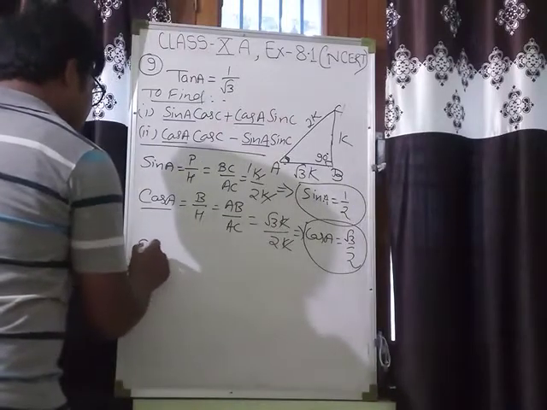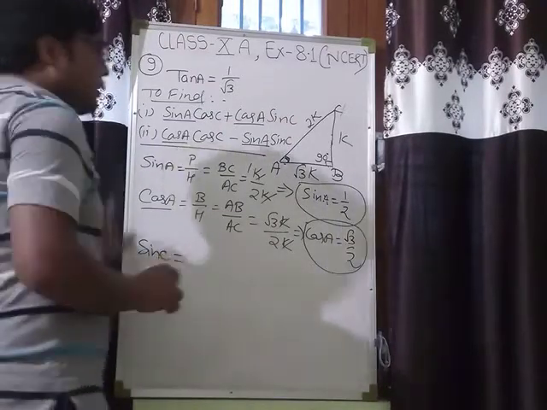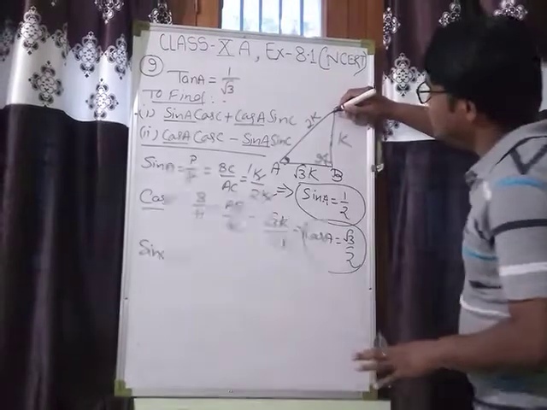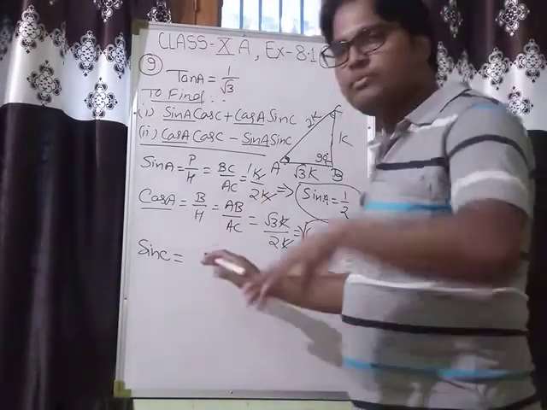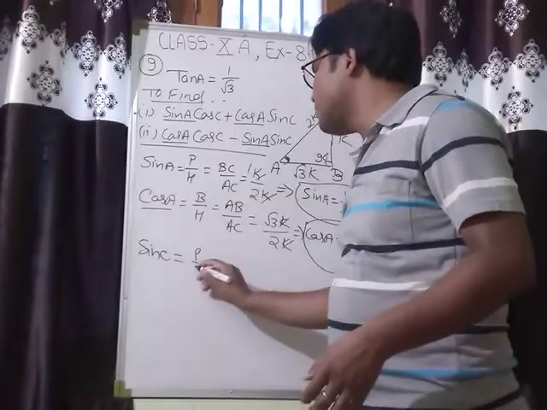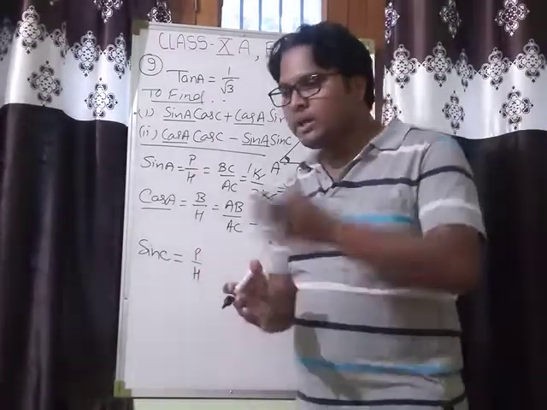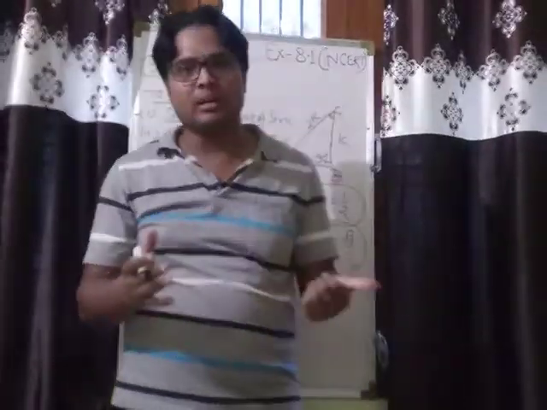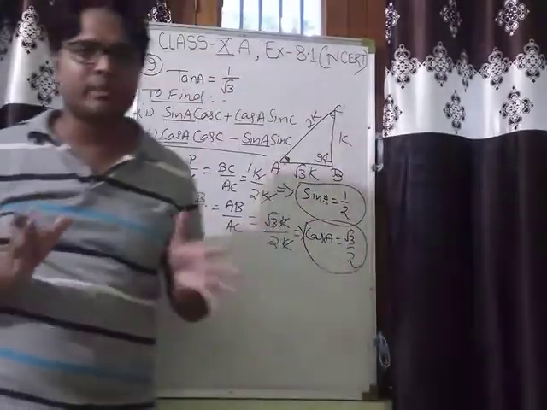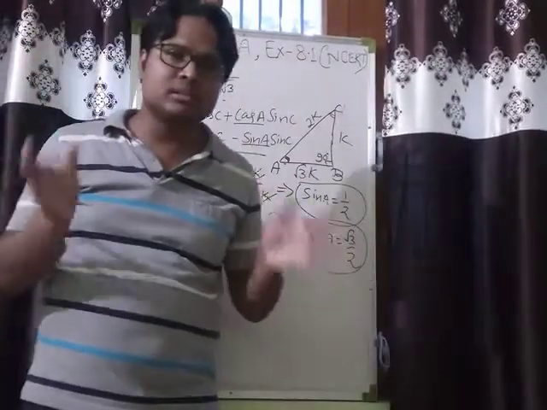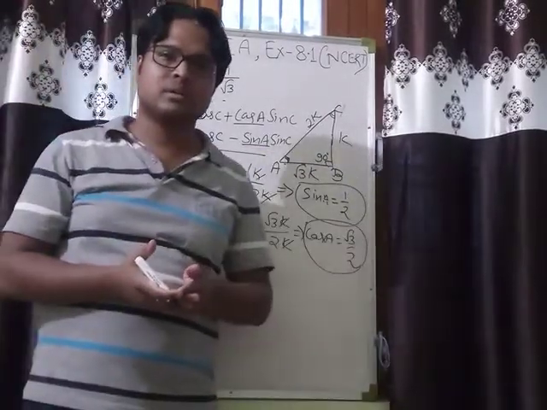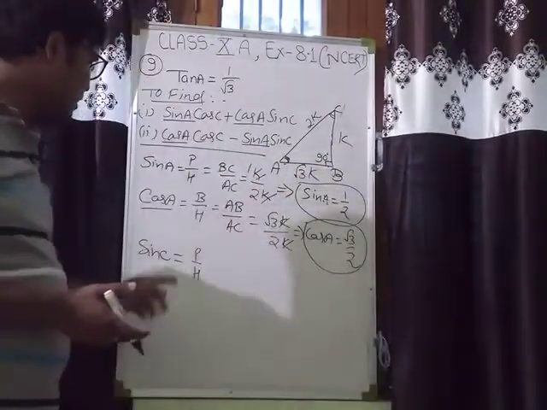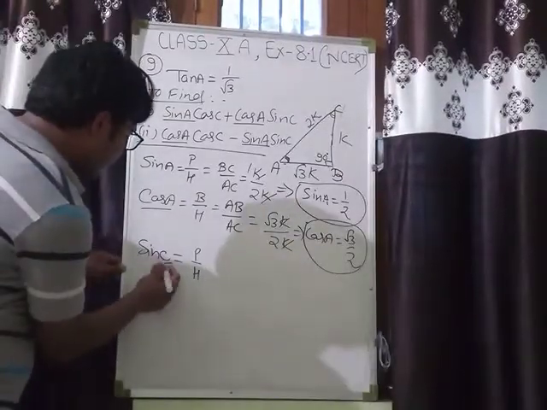Now sin C. Now we are talking about angle C. And we know that sine of any angle is perpendicular upon hypotenuse. But perpendicular and base depend on the angle. In our first lecture of trigonometry, I have already discussed how we can decide the perpendicular and how we can decide the base. Now we are talking about angle C.